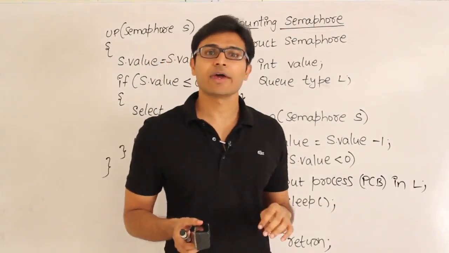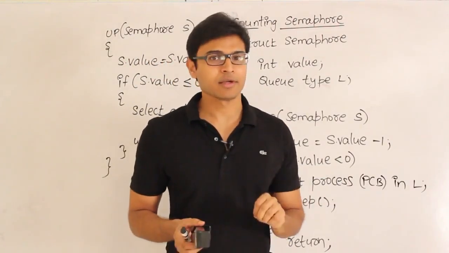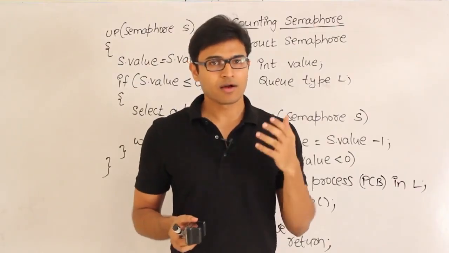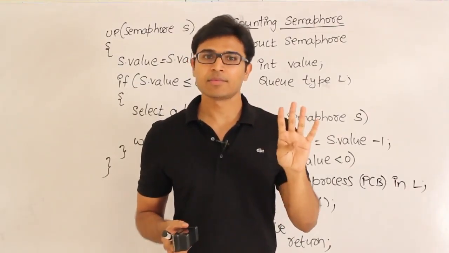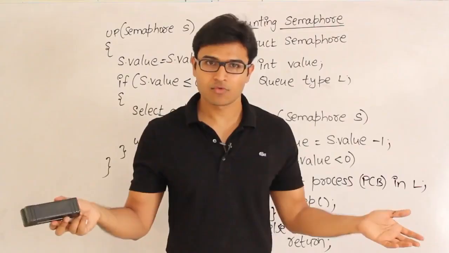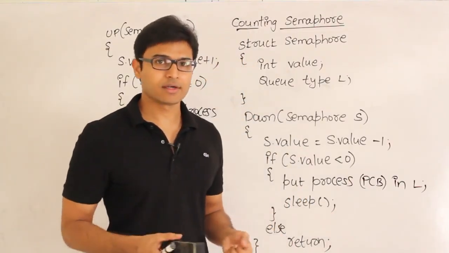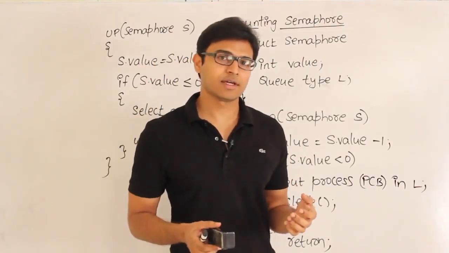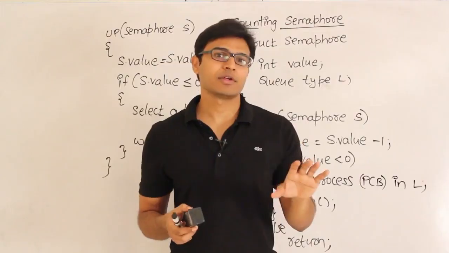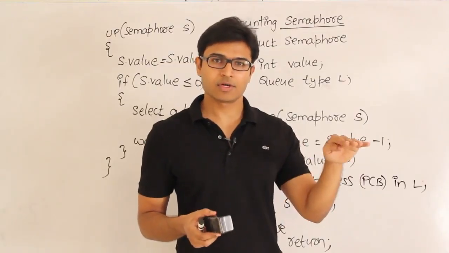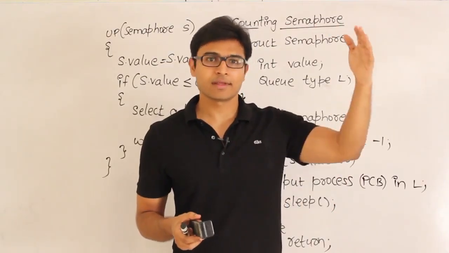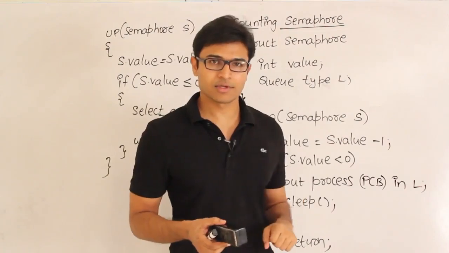For example, if you have 4 instances of a printer, then at any time 4 processes can access the printers at the same time. Why? They have four instances, right? So like that, if a resource is allowed to be shared by some n number of processes, but not more than that, then you can always go with the counting semaphores.